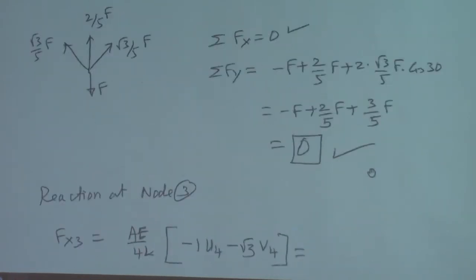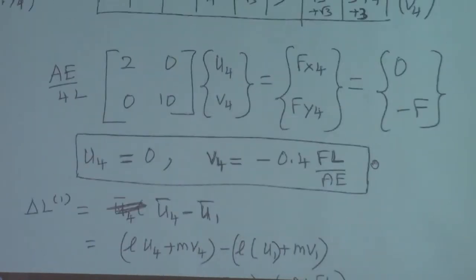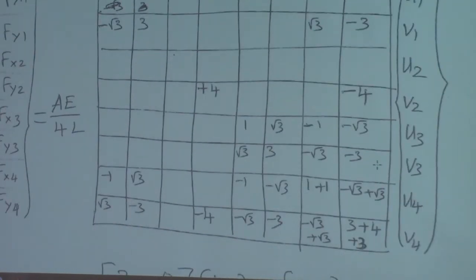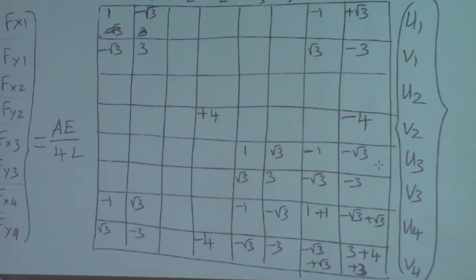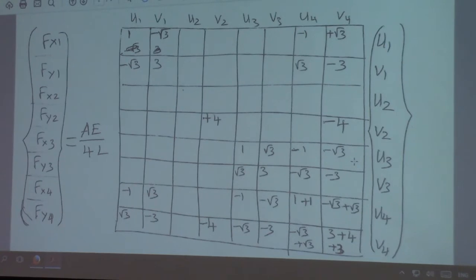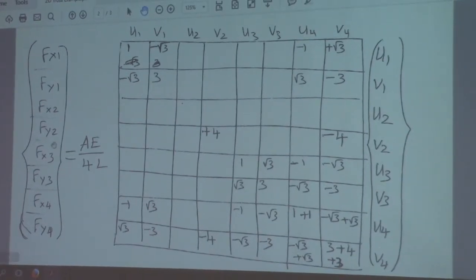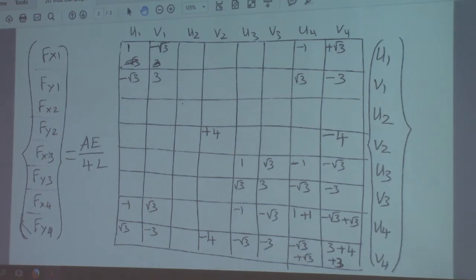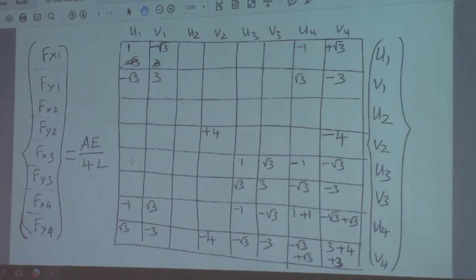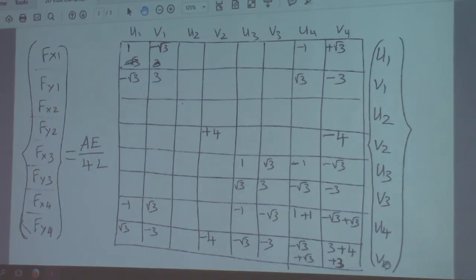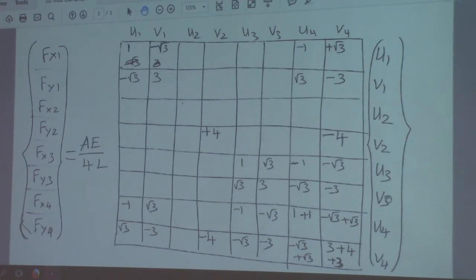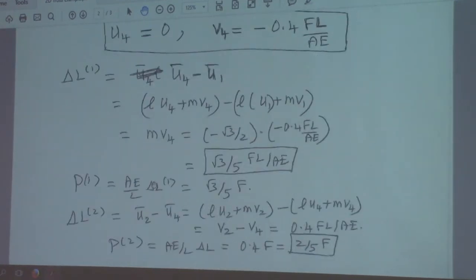Now, how do we find the reactions? To find the reactions, you have to go back to the structural stiffness matrix. In this example, I just want to find Fx3 and Fy3. For Fx3, you take this row and multiply it by this column. Fortunately, there are a lot of zeros here, since those degrees of freedom are zero. Similarly for Fy3. I did that for you.